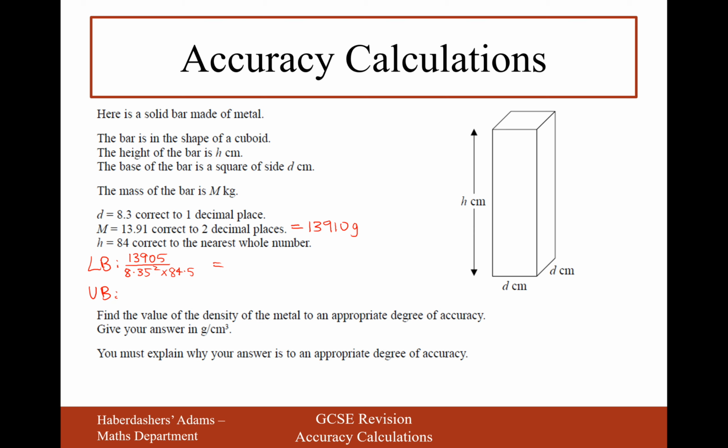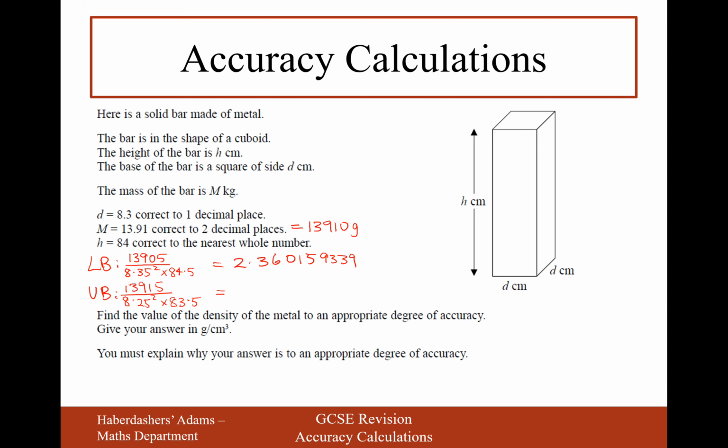So let's have a go at this calculation then. 13,905 divided by 8.35 squared times 84.5. And the answer to this is 2.360159339. And the upper bound would be 13,915, that would be making this 13.91 number as big as possible, divided by, now we need to divide by as little as possible, 8.25 squared times 83.5.